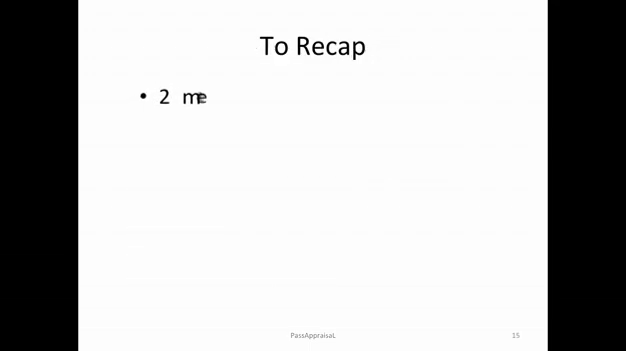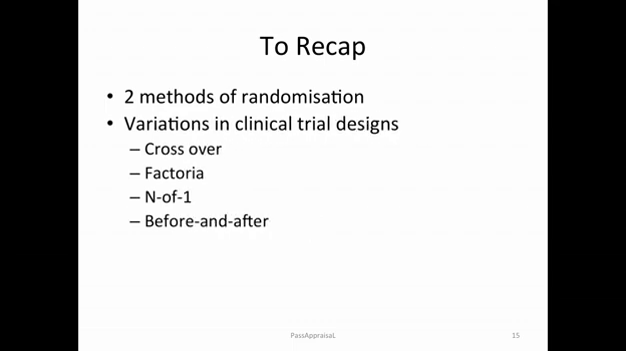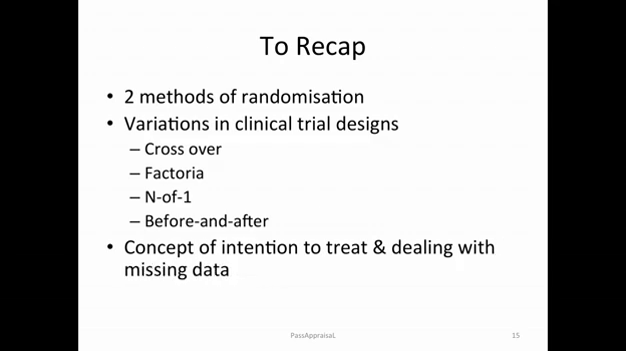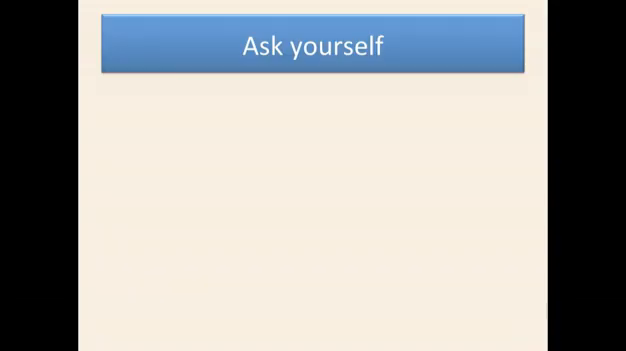So to recap, we have seen two methods of randomization, simple randomization and block randomization. We discussed the variations in clinical trial designs. Specifically, we saw the designs of crossover RCT, factorial RCT, N-of-1 trial, and before and after trials. We also discussed intention to treat analysis concept and how to deal with missing data. Finally, we discussed the issue of poor generalizability in an RCT and what to do about it. Now, it is time to ask yourself a few questions.